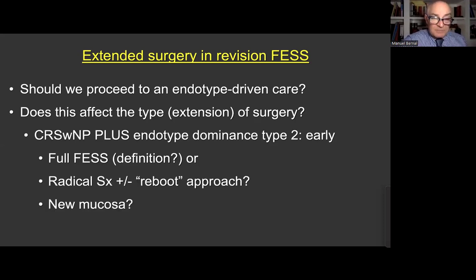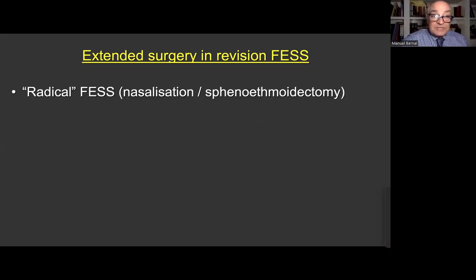What is full FESS meaning? What does radical surgery mean? Does this always include a reboot approach or not? Are we going to use new mucosa from the floor of the nose or from the inferior turbinate to cover denuded bone in order to have mucosa that is not able to reproduce polyposis? Said this, we have to study now what extended surgery means.